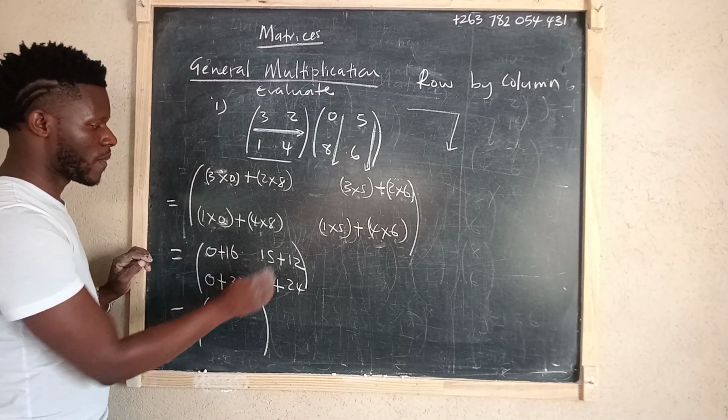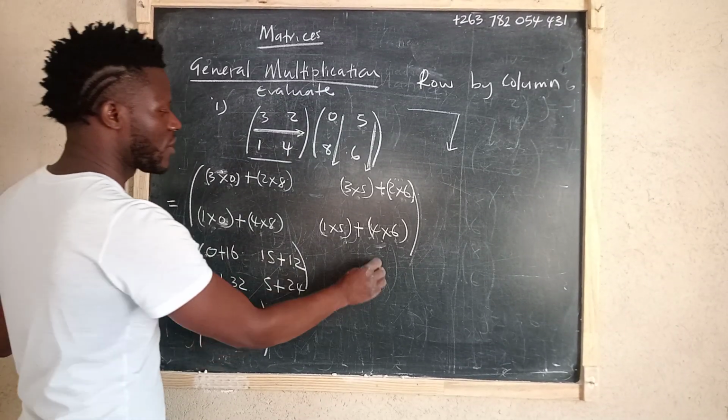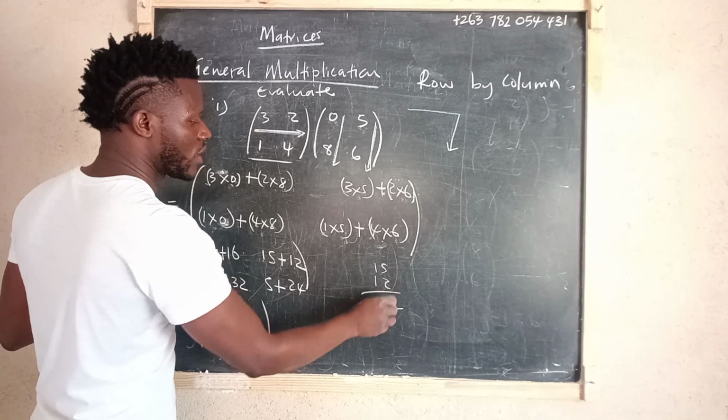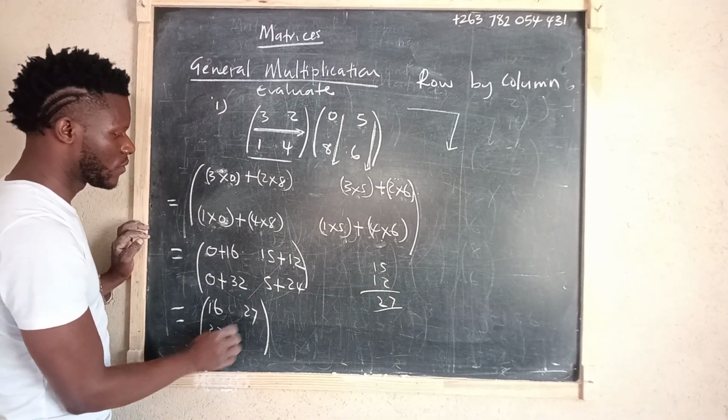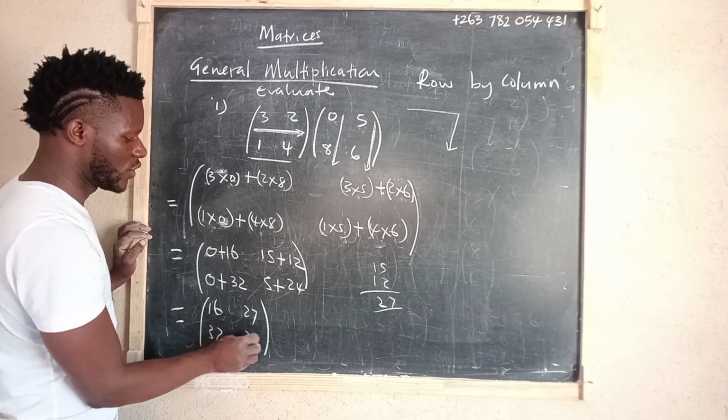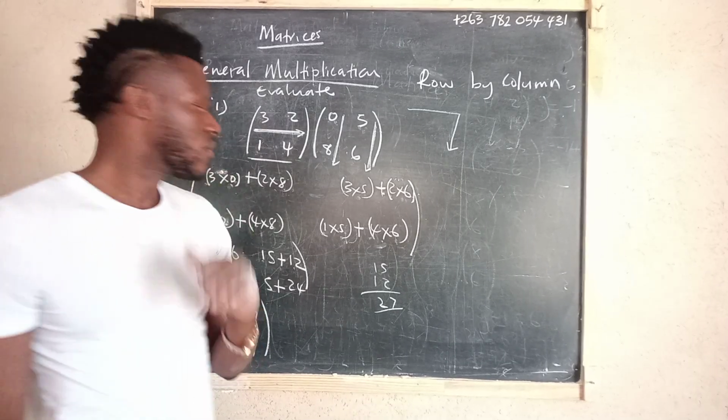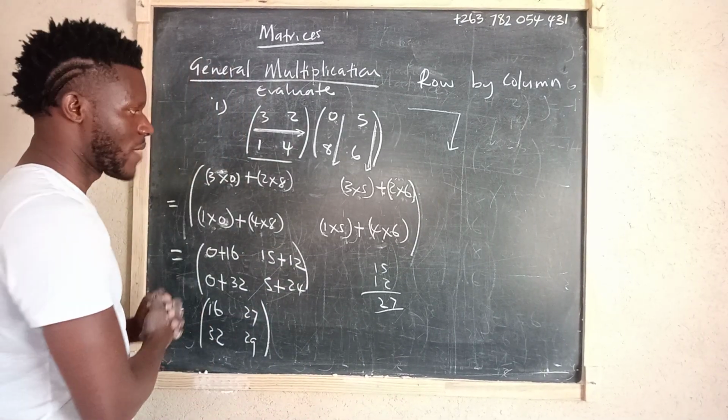16, 15 plus 12, we'll get 27. And 32 plus 5, we get 37. That's general multiplication of matrices.